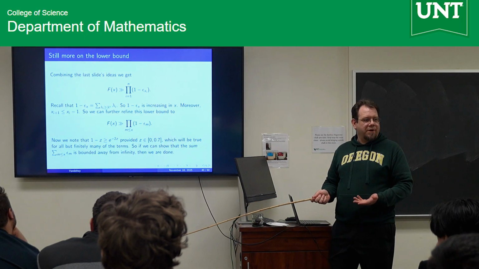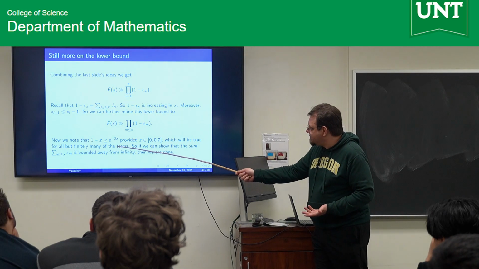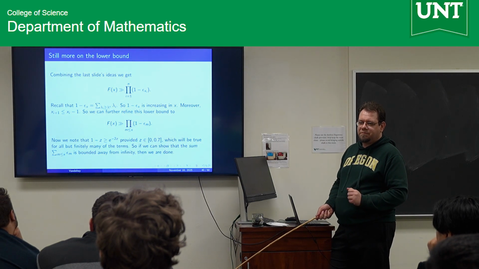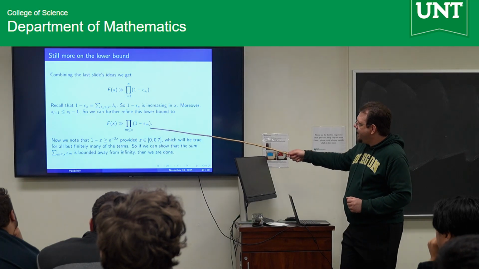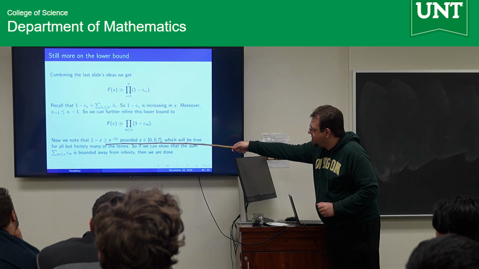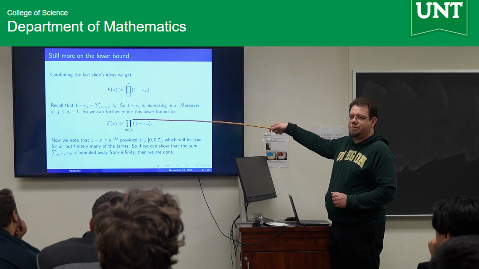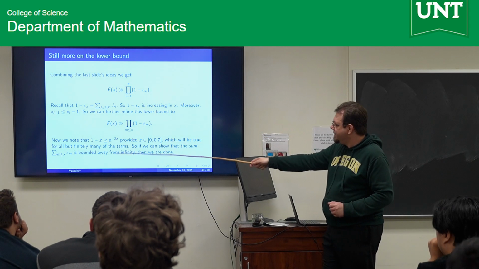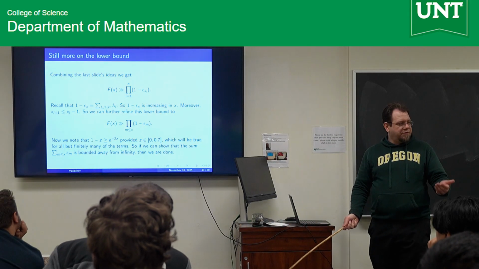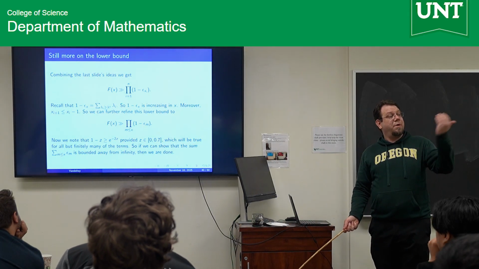Well, now we make use of a very important formula, which is that 1 minus z is bounded from below by e to the negative 2z, at least for most of them. So now I can transform my big product here, because all the products are of that form, into e to a sum. So if I can show that that sum is bounded away from infinity, then we've shown that f sub x is going to be bounded away from 0.